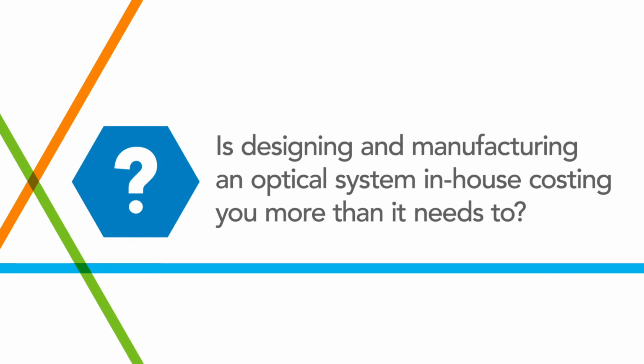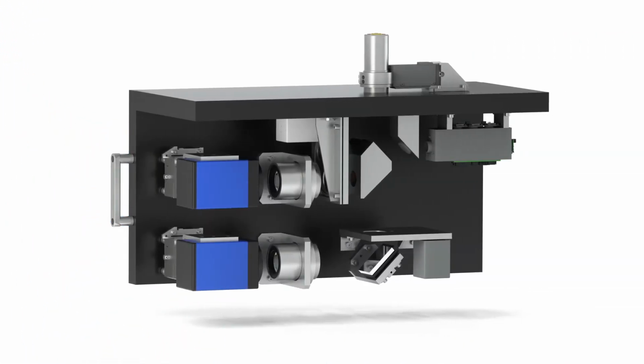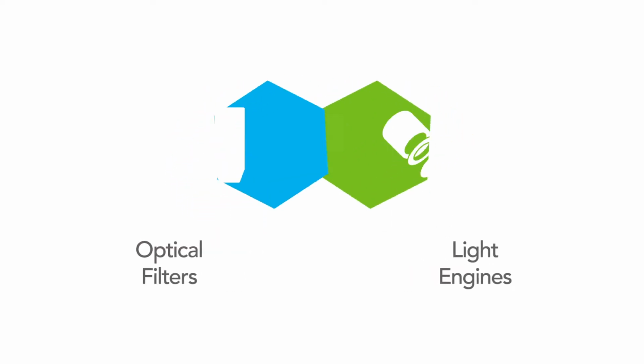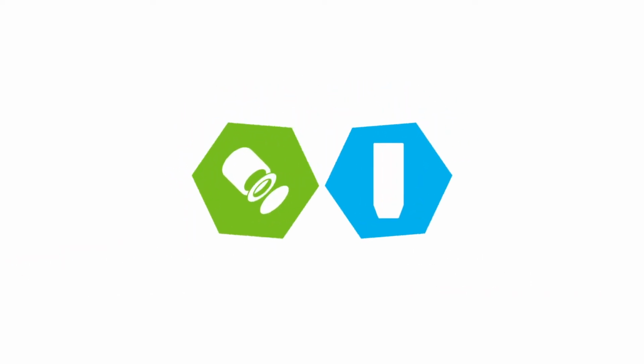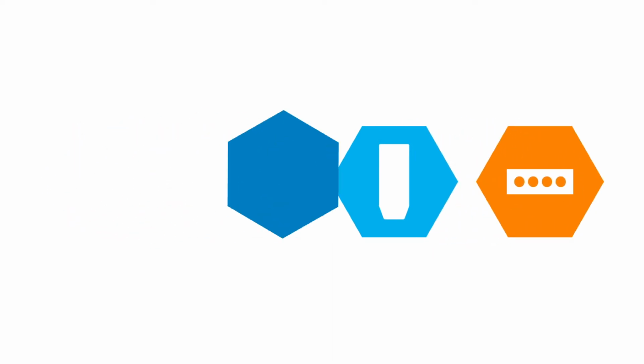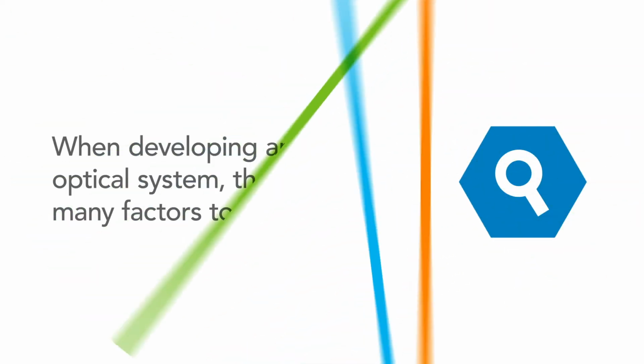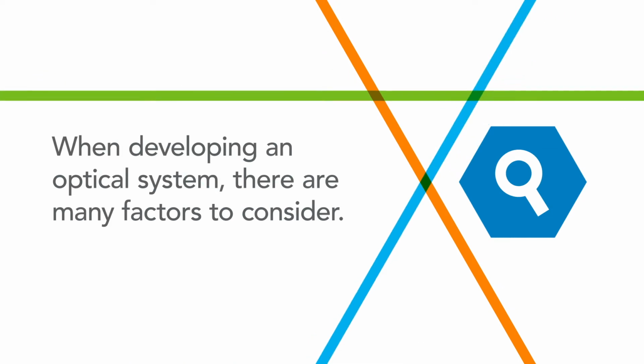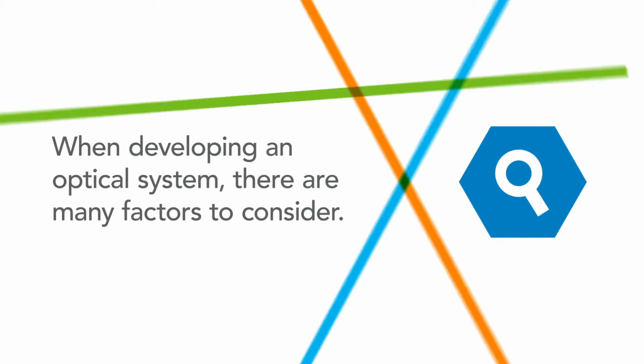Is designing and manufacturing an optical system in-house costing you more than it needs to? An optical system is comprised of many different parts that need to interact seamlessly in order to achieve optimal performance. It's critical that each element, from optical filters and light engines to objectives and tube lenses, work together to meet your required specifications. When developing an optical system, there are many factors to consider, from initial design to final production.